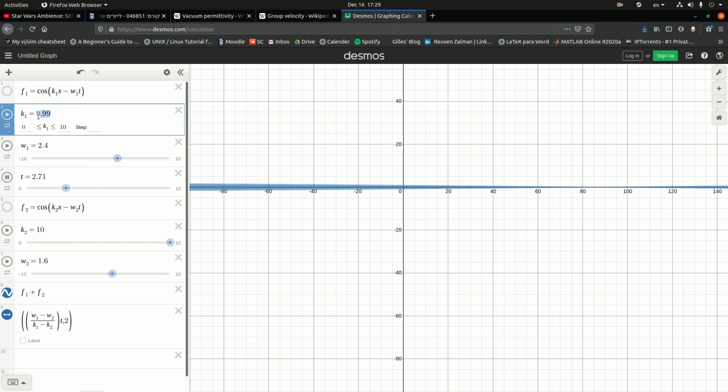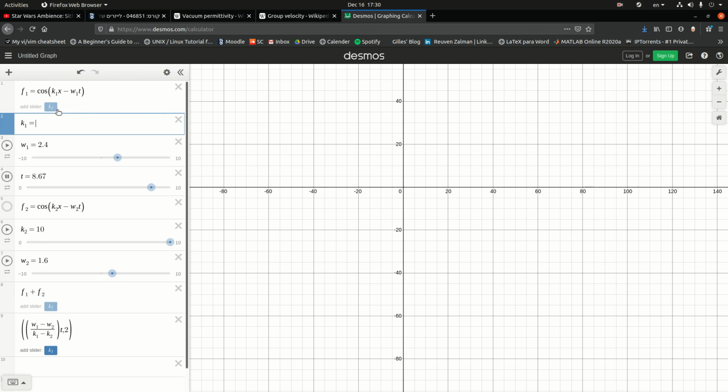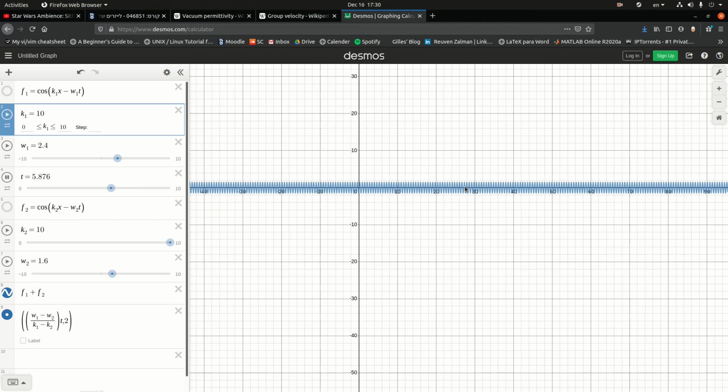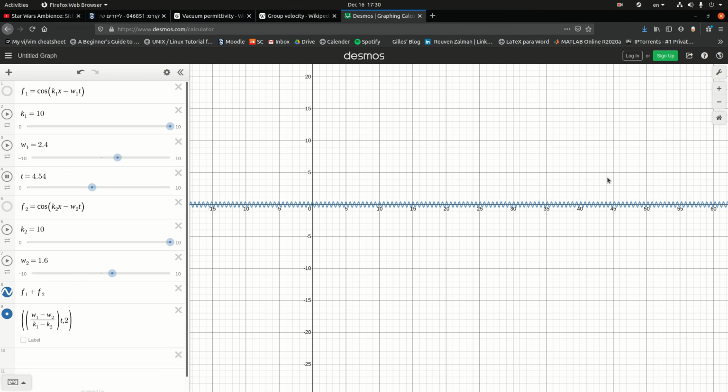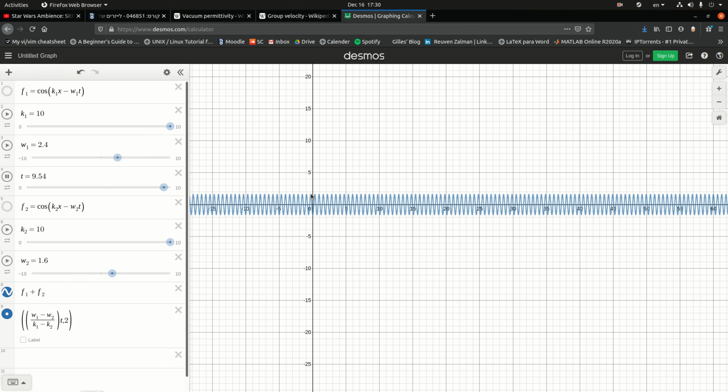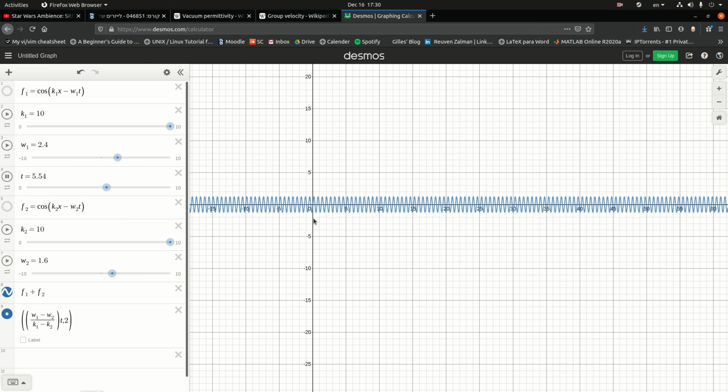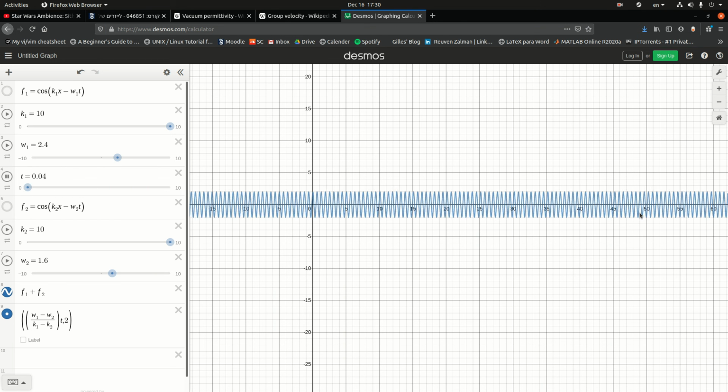And the closer they are, of course, the smaller the denominator of the group velocity is, and the higher the group velocity becomes. And when they're exactly equal, the group velocity is infinity. This is exactly what happens in an electrical Kirchhoff circuit.